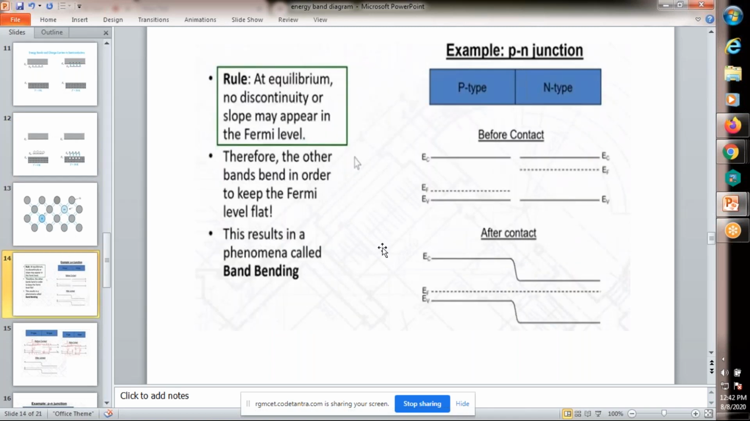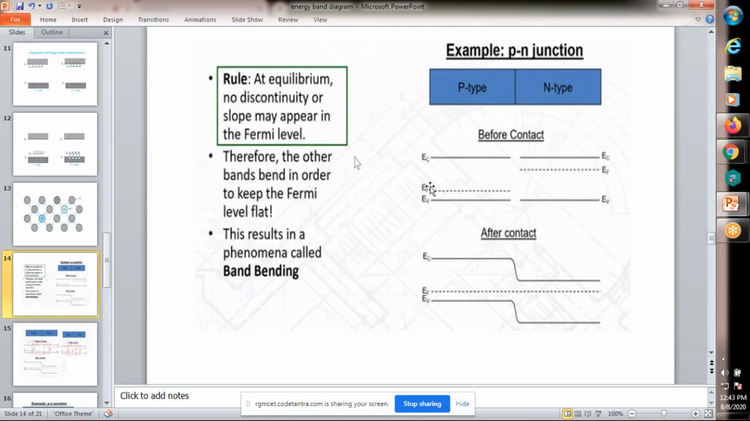Now, what happens when a P-type semiconductor and an N-type semiconductor form a junction? Now, what happens to these energy states? Observe this figure. This is before contact. Before contact, this is the energy level, the lowest energy level in the conduction band. This is the valence band, the highest level in the valence band. This is the P-type material, so this is the acceptor level.